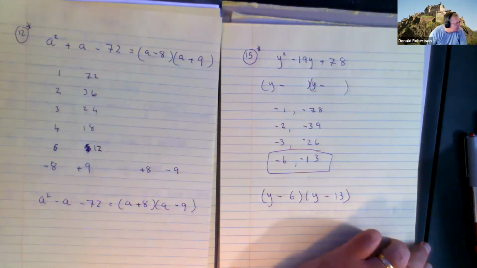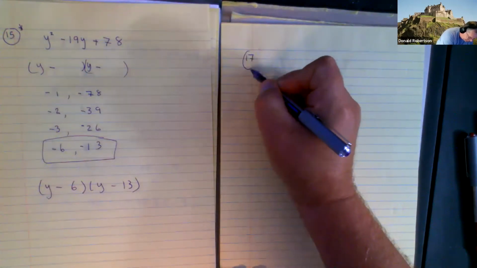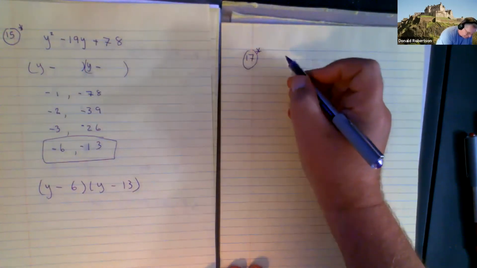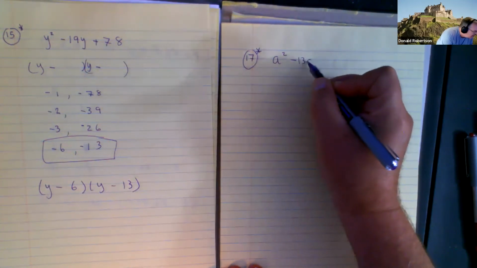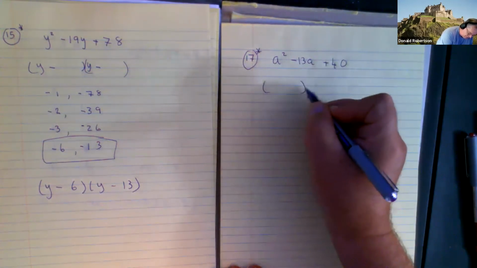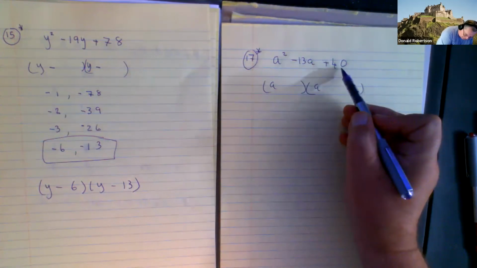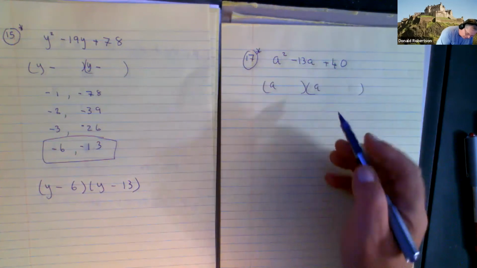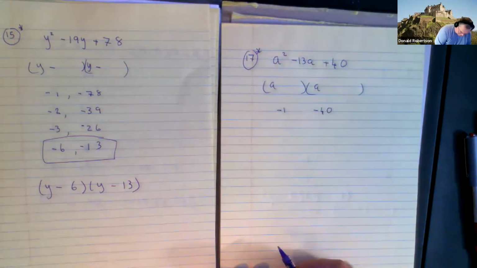And what else can we do? Do one more, I think. Let's do 17. In 17, we have a squared take away 13a plus 40. So it's an a and an a. Two numbers that multiply together to give me 40, but when I add them, I get negative 13. That tells me that I am definitely going to be using two negative numbers.